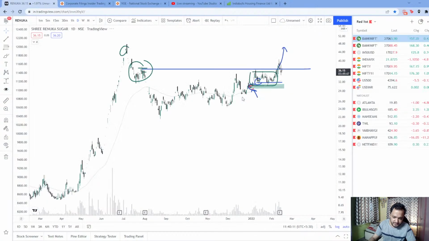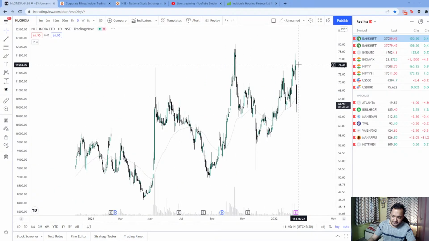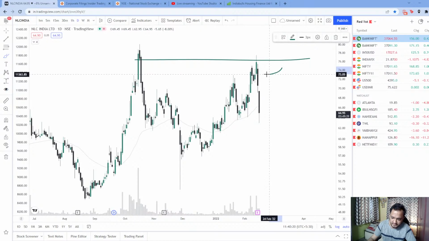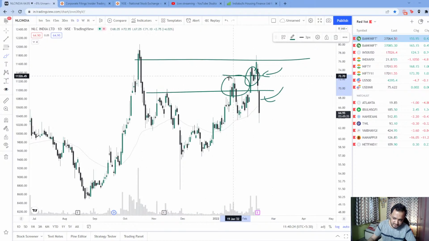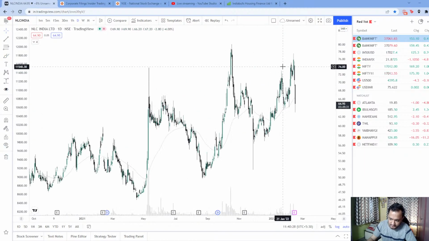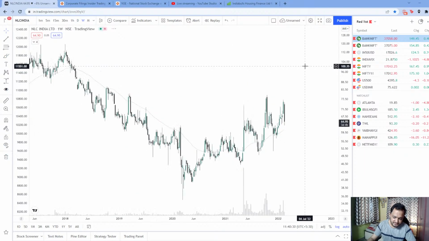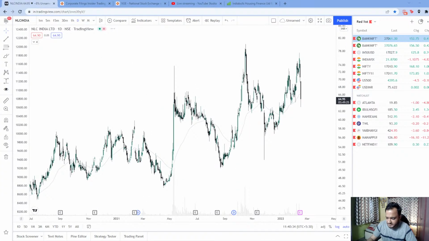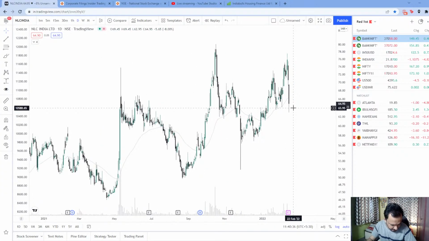NLC India, all right. NLC India, nothing right now. When you see this, this is what happens when things are extended right into the supply. This is the stuff that happens, and people are always buying here. They're buying here for some reason. So just bad places to buy. The weekly chart is still in an uptrend, but it's very far from the all-time high. So I'm not really expecting it to go anywhere anytime soon.